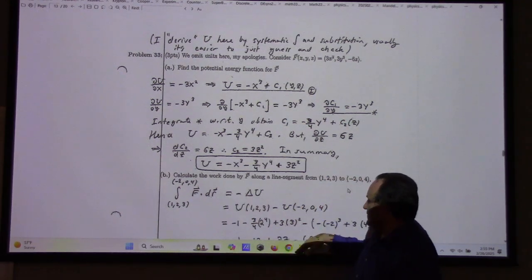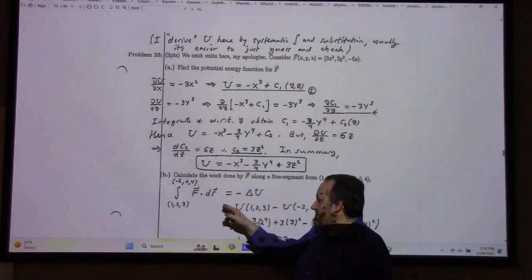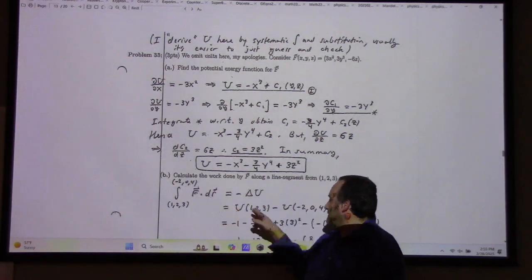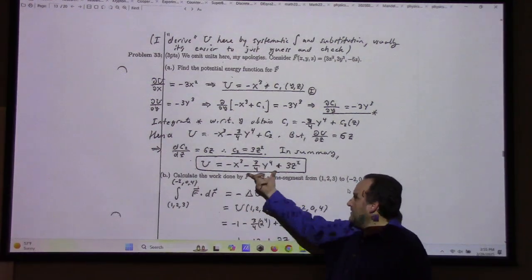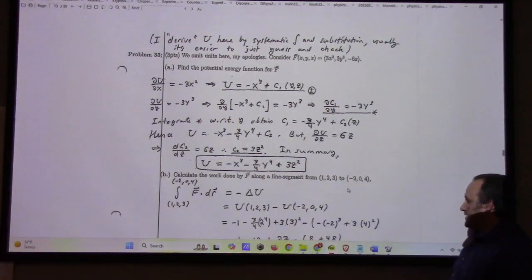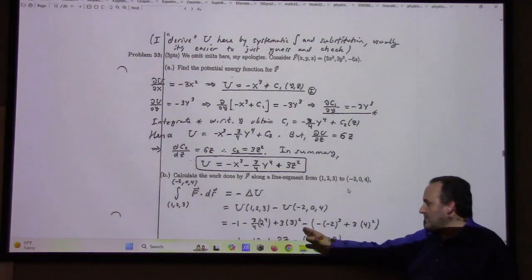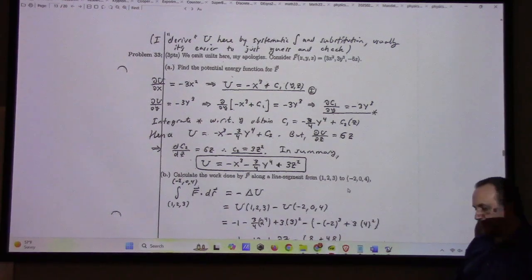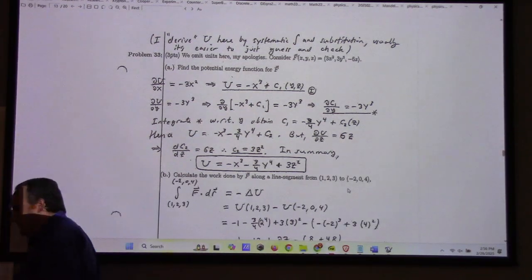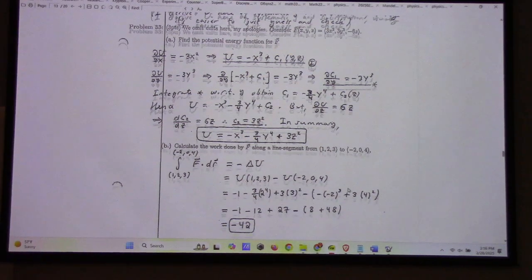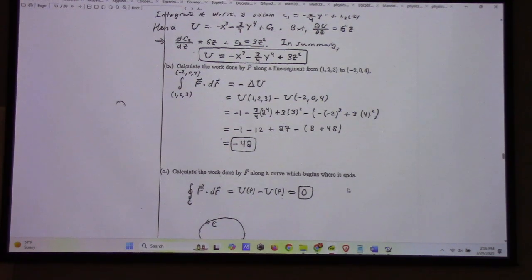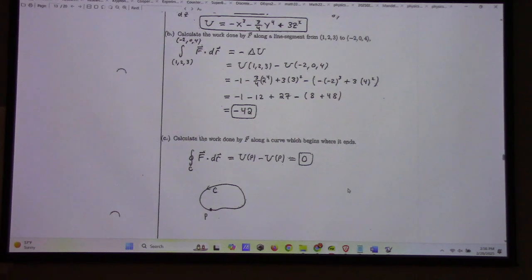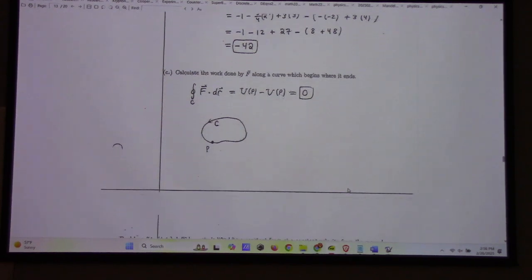So I calculate minus the change in potential, which means that I take u of 1, 2, 3, and I subtract u of that. To do those, I just have to plug these numbers into the formula, right? And be careful with the parentheses. Don't forget to distribute the minus. It's a popular mistake in these kind of things. Minus 42. So it's a conservative force, so the integral around a loop is 0. That was another thing we have talked about a bit.